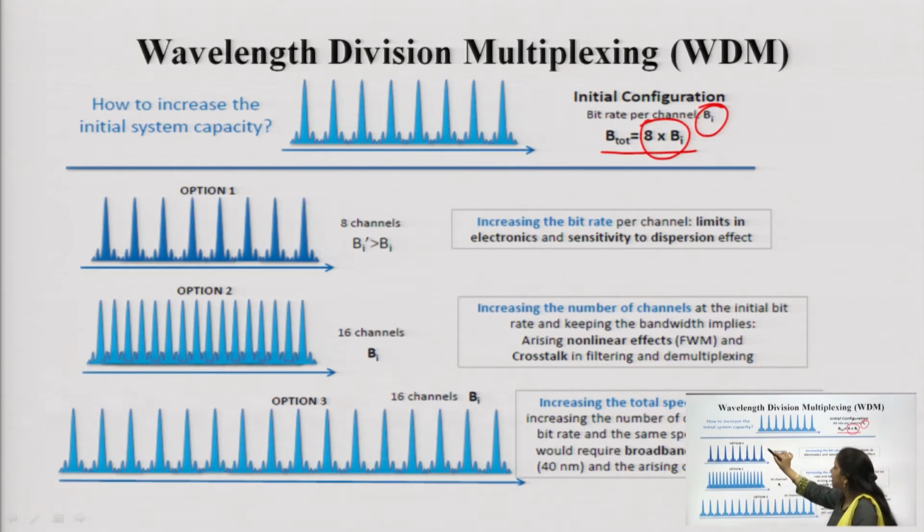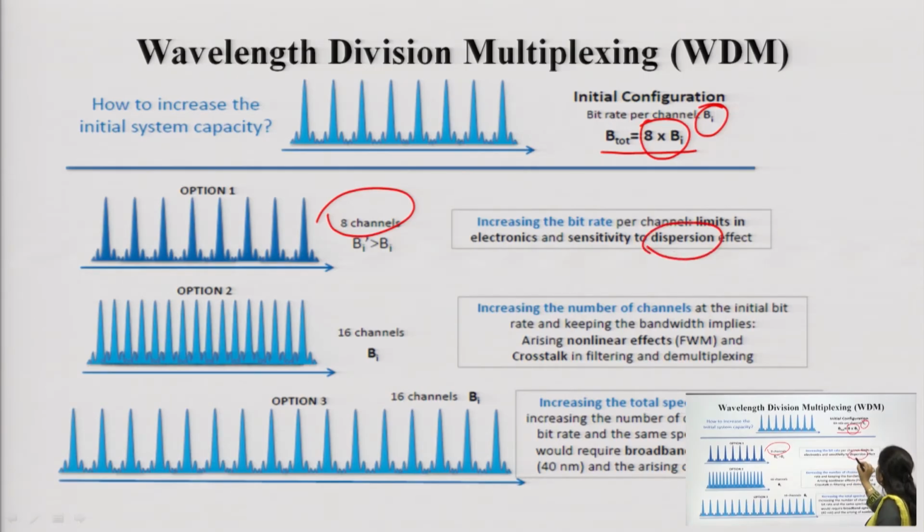So 8 channels are created from the single one, increasing the bit rate per channel, limited by the electronics, sensitivity and the dispersion effect. So it will also reduce the dispersion effect.